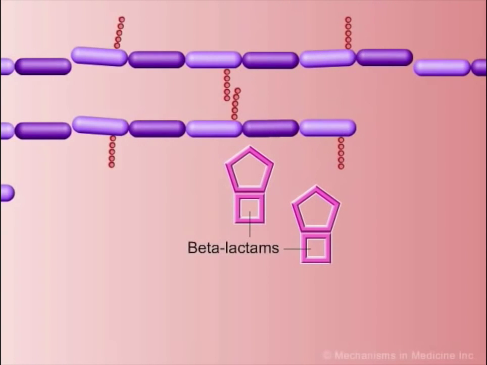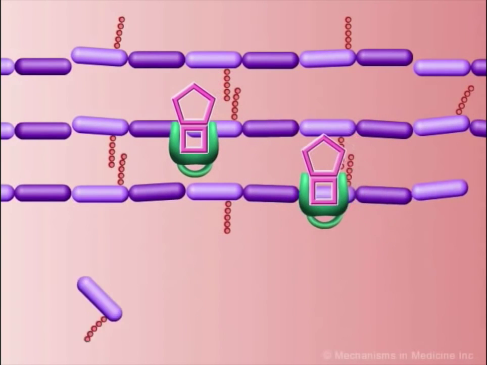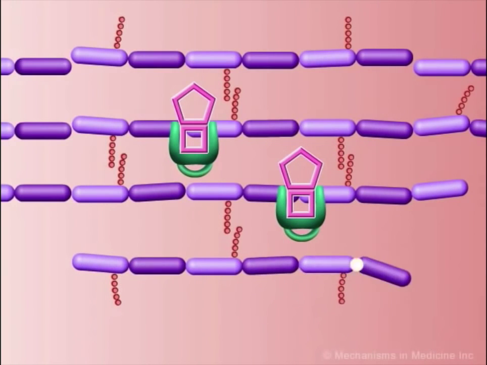Beta-lactam antibiotics include all penicillins and cephalosporins that contain a chemical structure called a beta-lactam ring. This structure is capable of binding to the enzymes that cross-link peptidoglycans. Beta-lactams interfere with cross-linking by binding to transpeptidase and D-alanine carboxypeptidase enzymes, thus preventing bacterial cell wall synthesis.